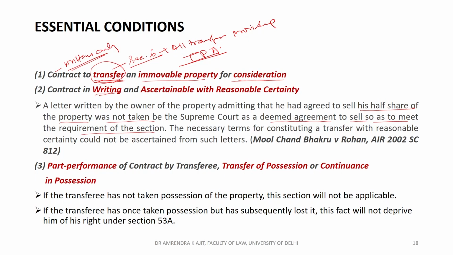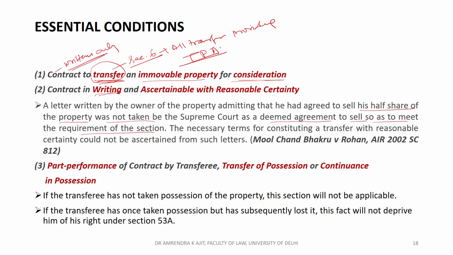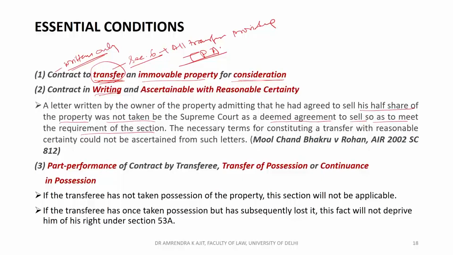If the transferee has once taken possession, okay, once taken possession and later on, that means the transaction is not completed. Prior to that, now he is not in possession of that property due to certain reason, whatever is the reason. Okay. So, it cannot be said that no part has been performed. Part has been performed, he had already taken the possession of that property, and then after moved away from that, this principle will apply. So, it says this fact will not deprive him of the right under section 53A.